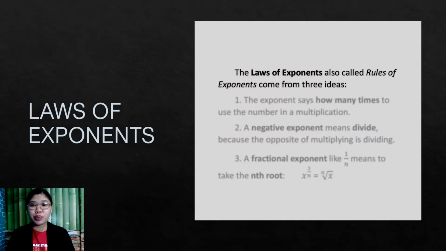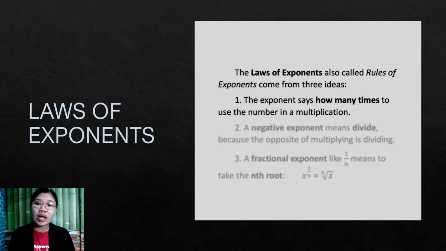The laws of exponents, also called rules of exponents, come from three ideas or three bases. So first is the exponent says how many times to use the number in multiplication. So for example, we have a number or a variable a raised to n. That means you have to multiply a n number of times. So a times a times a times a up to the n times.